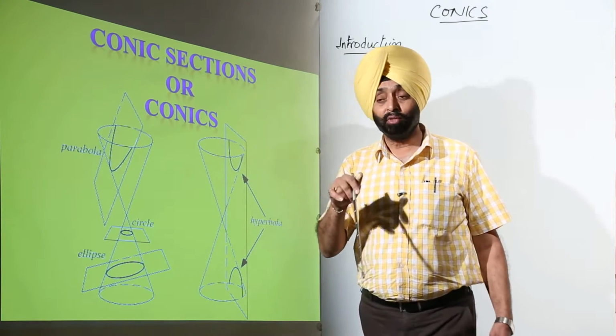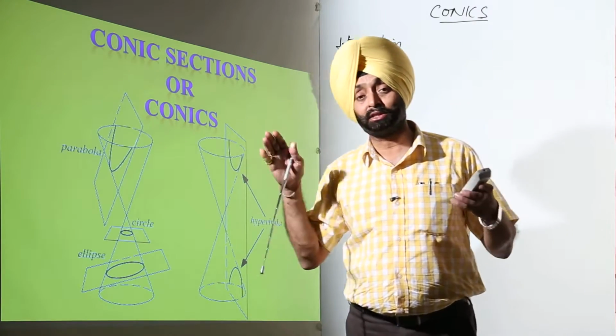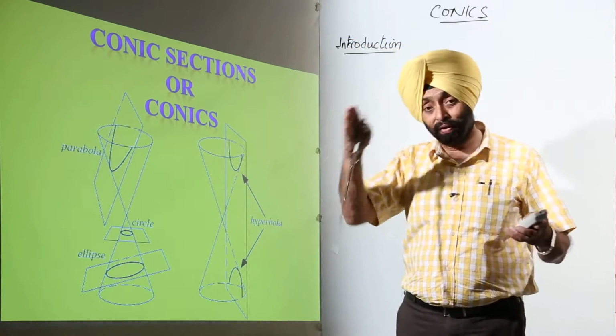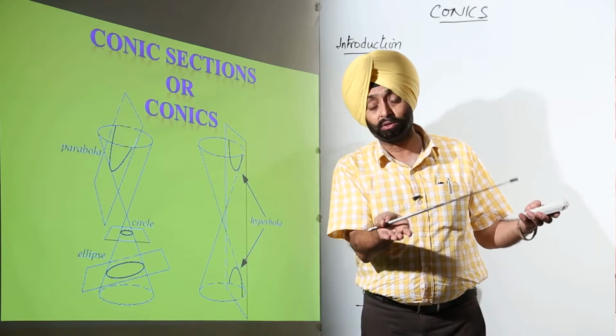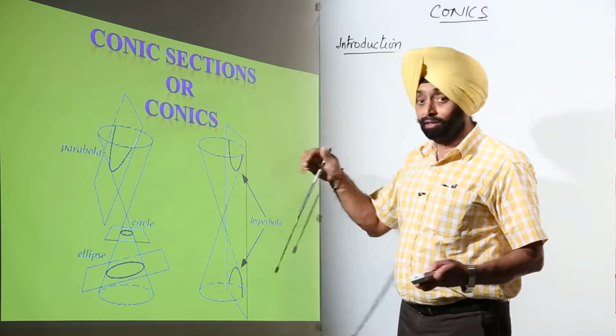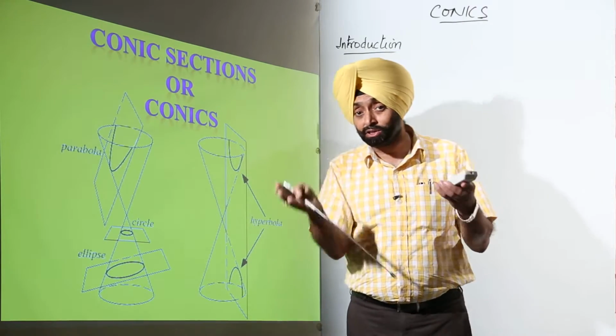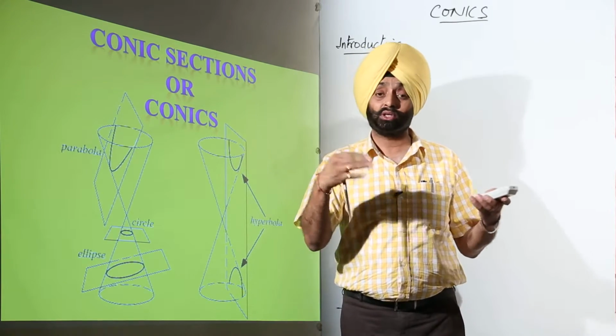Now you can see the dish antenna, which we use for TV or telecommunication. It is spherical in shape. That is basically not spherical, it is parabolic in shape. Okay, then headlights of vehicles: why are they in such an elliptical or parabolic shape? What is the necessity for it?